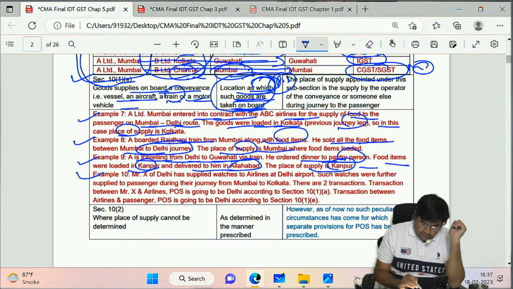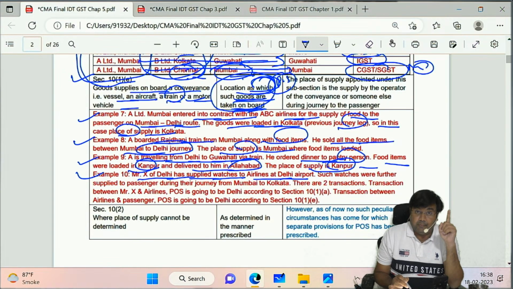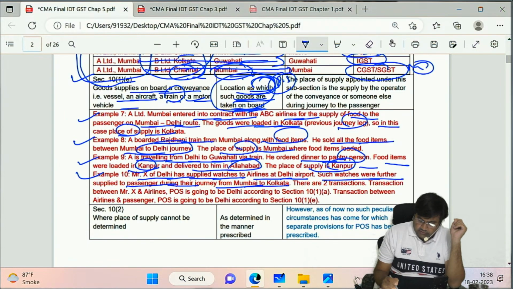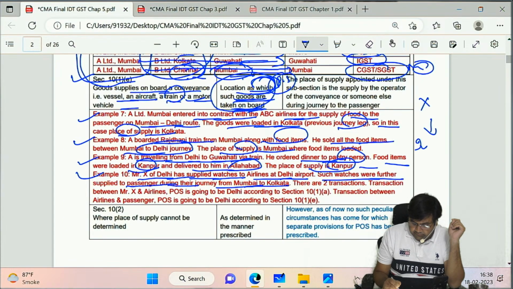Example 10. Mr. X of Delhi has supplied watches to an airline at Delhi airport. Such watches were further supplied to passengers during their journey from Mumbai to Kolkata. So X is supplying to, let's say, Indigo Airline. Indigo Airline's office is in Delhi airport, and Indigo Airline is supplying such watches during the Mumbai to Kolkata journey. So what is going to be the place of supply?